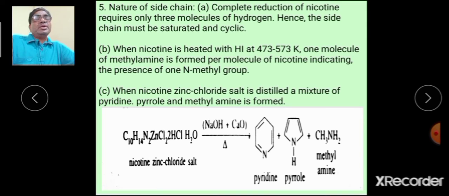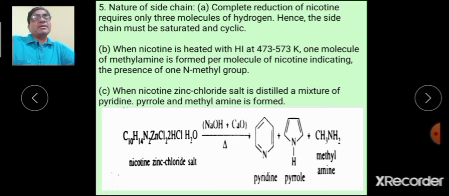Second point: when nicotine is heated with hydroiodic acid at 473 to 573 Kelvin temperature, 1 molecule of methylamine is formed per molecule of nicotine, indicating the presence of only one N-methyl group. We have seen the presence of the N-methyl group and the number of N-methyl groups. When methylamine is formed, one N-methyl group is present, a clear-cut reaction.